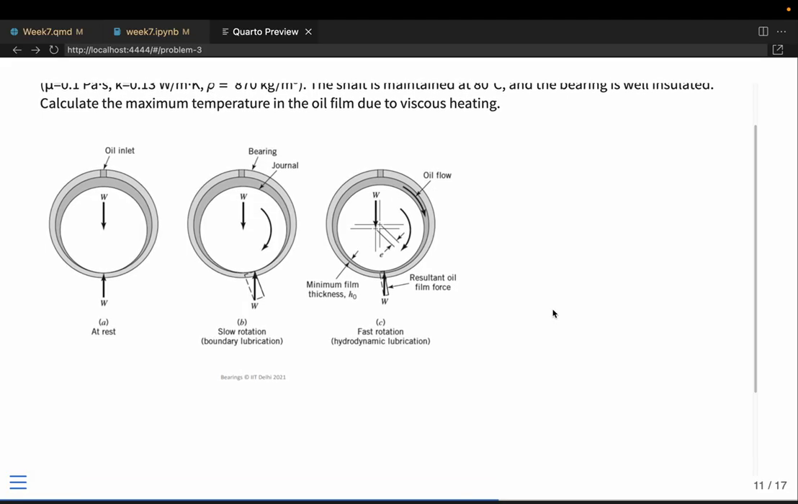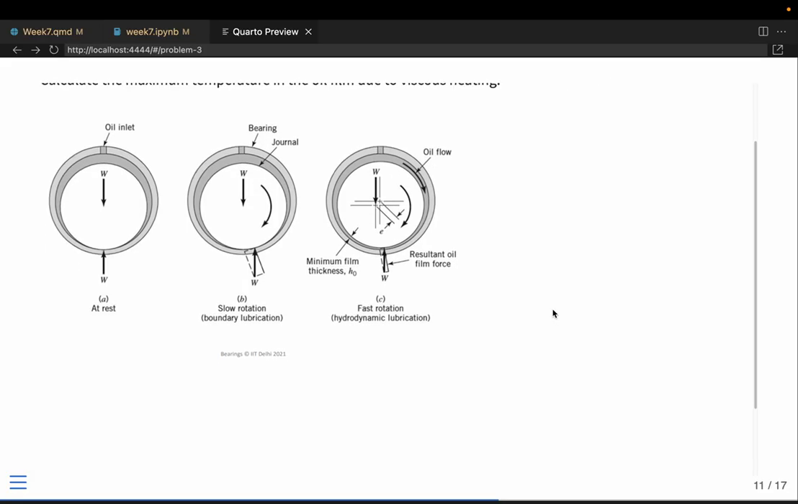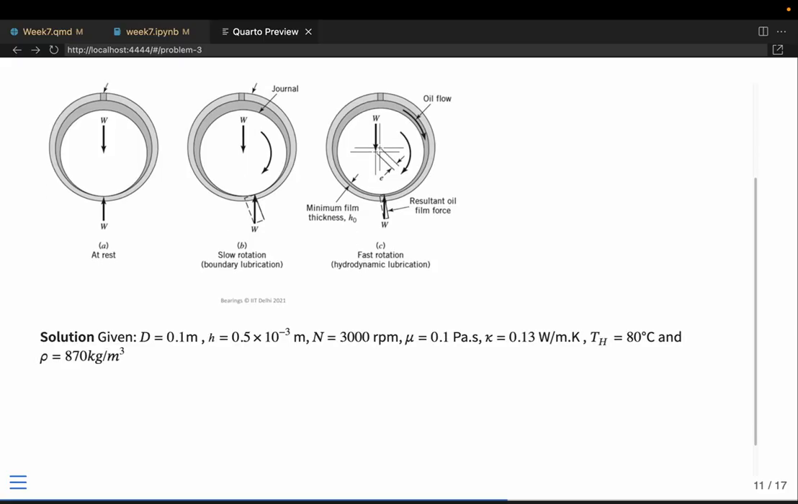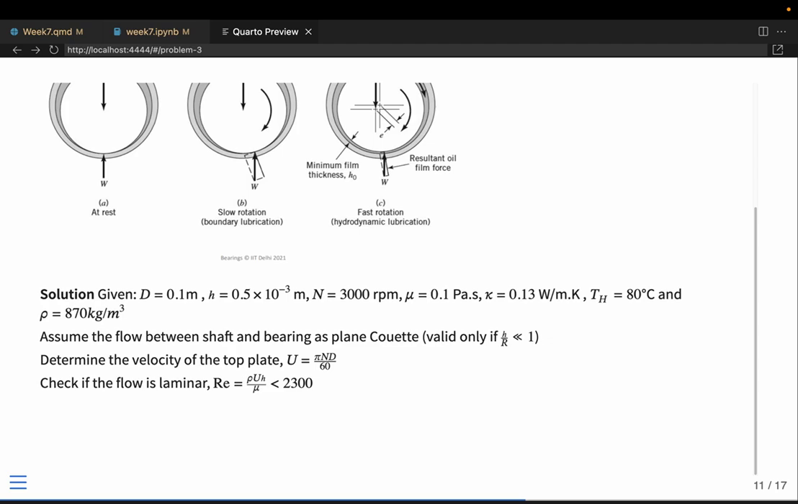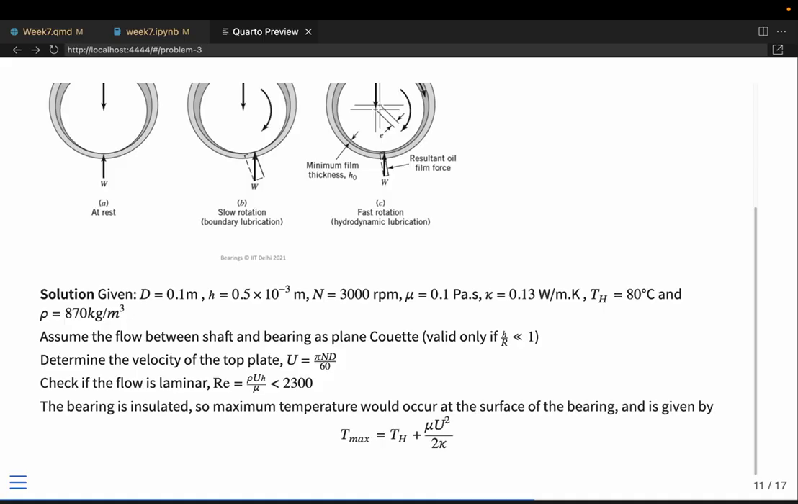So how would you go about solving this? These are the values that are given to us. We are assuming the flow to be plane fluid flow, and you can determine the velocity as pi D N by 60. First we have to check whether our assumptions are valid. The first assumption is that it is laminar. So compute the Reynolds number and see if the laminar assumption is valid, which is true in this case.